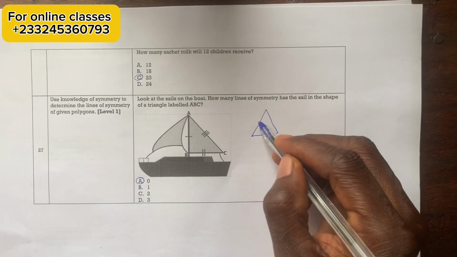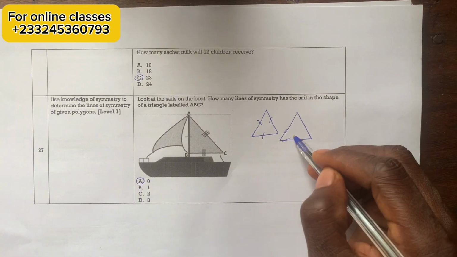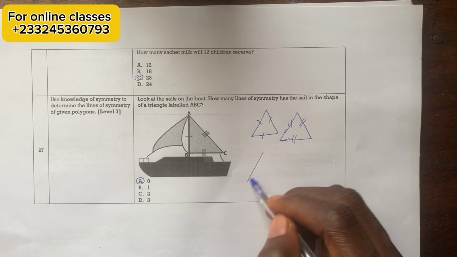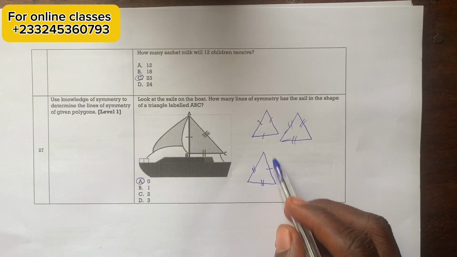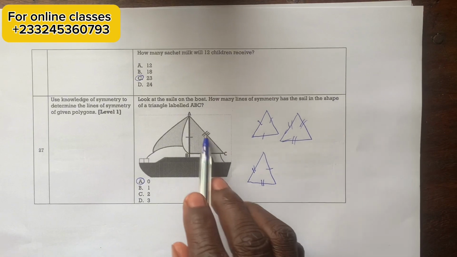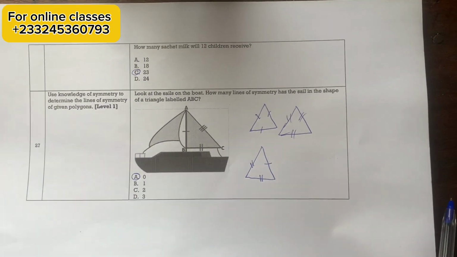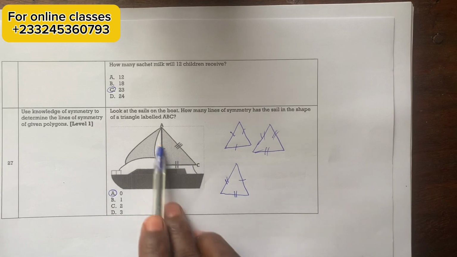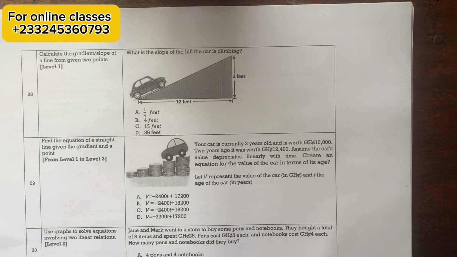If I do this, it is an equilateral triangle, or I can do it this way. It's an equilateral triangle. But if, let's say I do this, this is an isosceles because this pair of lines are the same. So this is scalene because all the sides are not the same. So a scalene triangle has no lines of symmetry. It means that if you are to fold this, you will not get a symmetry. Now let's look at the next one.